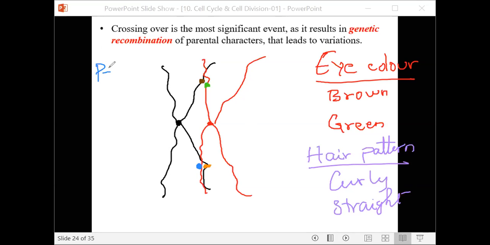So father has what? Brown eyes and curly hair. Mother has what? Green eyes. This is a hypothetical situation. Please don't correlate with your parents or some friend's parents and friend's eyes. This is just a hypothetical situation. Now in recombination, this statement means it results in genetic recombination of parental characteristics. What will happen is, for example, during this process where they are overlapping, this part, your green color, jumps onto the parent's brown and brown shifts here. So what will happen now? And there is no change in the hair. Hair pattern, no change. It remains as it is. There is no combination. So the new combination, what will be there?